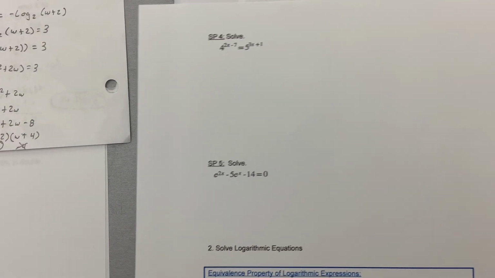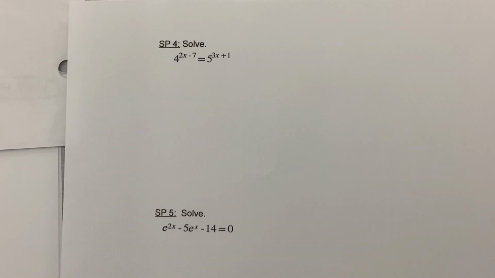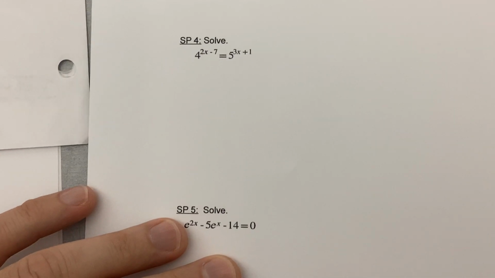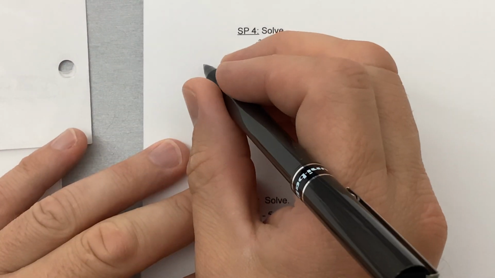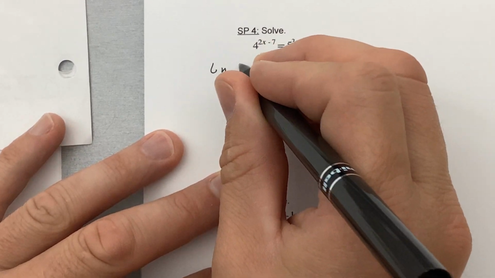I think I probably better walk through number 4 with you. 4 raised to 2x minus 7 equals 5 raised to the 3x plus 1. So variable in the exponent for both of them, so definitely want to use logarithms. Let's just use natural log this time. You can use either one, log or natural log. It's up to you. A little bit of space here for this one because it is a little bit longer.